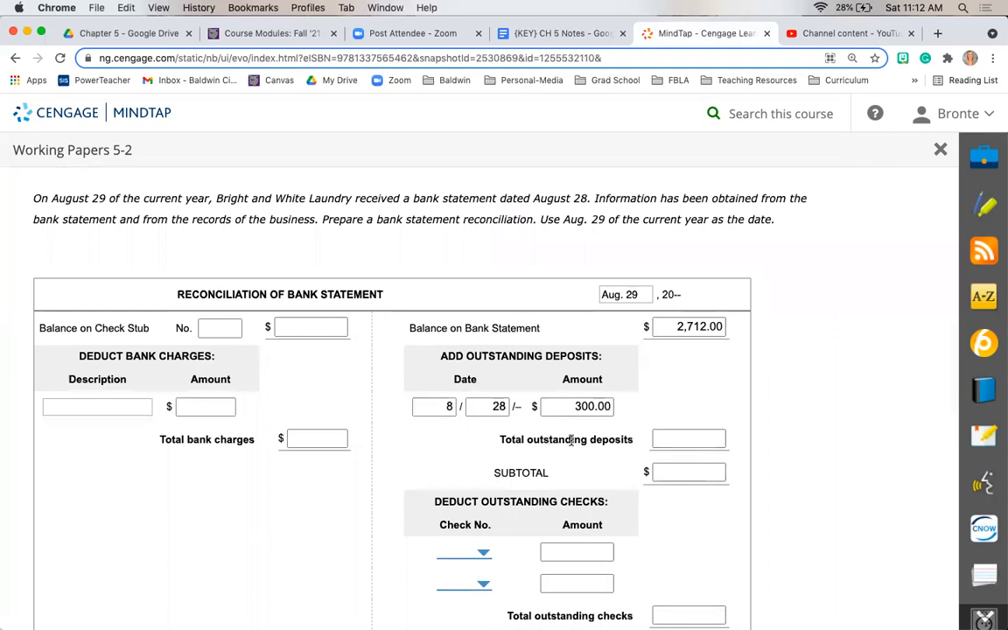It wants us to total the outstanding deposits. We only had one for 300. And then subtotal. Deposits are going to increase our balance. So we're going to add this $300 to our bank balance of 2,712. So our new balance, if we add those two together, is 3,012.